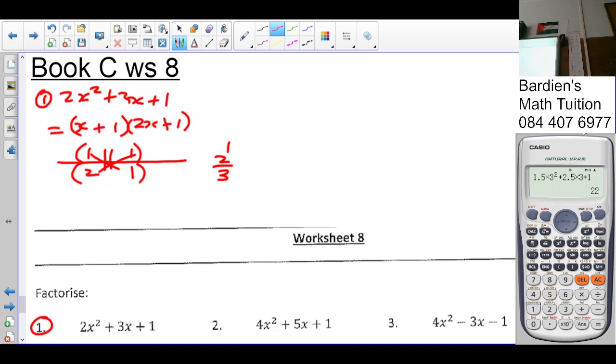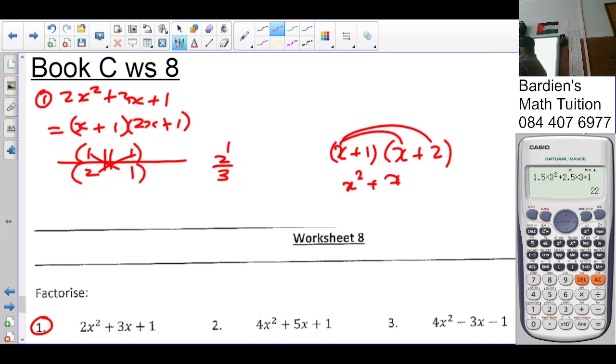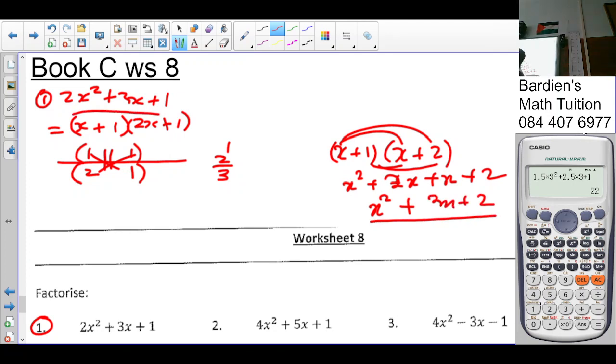Plus you guys got x plus 1 and x plus 2. That's what you guys got, no? And you'd want to know what is wrong with it. Let's check. What's x times x? X squared. What x times 2? 2x. X times 1? X. 1 times 2? 2. So this is x squared plus 3x plus 2. Can you see that is not the same, is it? Can you see that, people? So if you multiply that out there that I have there, then you'll get the answer there. That'll be 1.